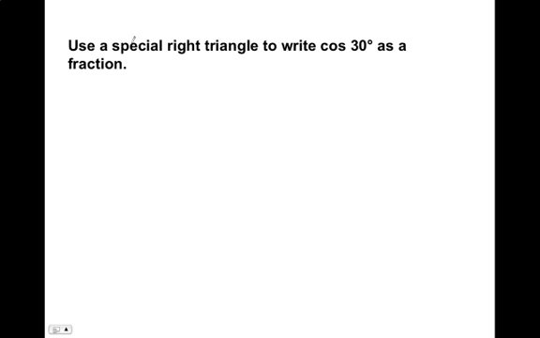Oh look, we can also tie in our special right triangles to our trigonometry. They want us to write the cosine of 30 degrees as a fraction. Well, first we need to draw a 30, 60, 90 right triangle. Label our 30, label the 60, and if you remember on your formula charts, across from the 30 is s, across from the 60 is s square root of 3, and across from the hypotenuse is 2s.